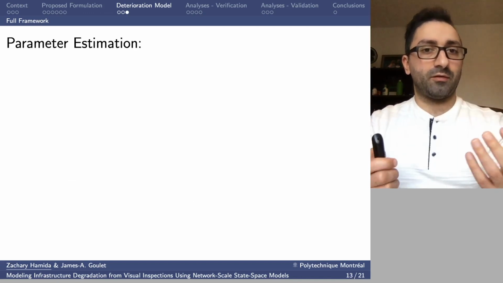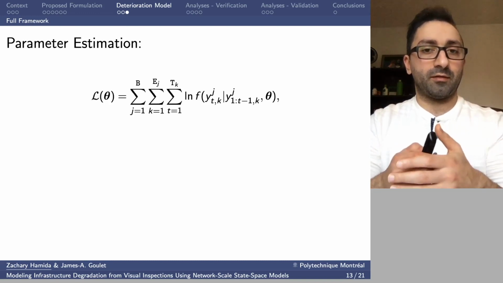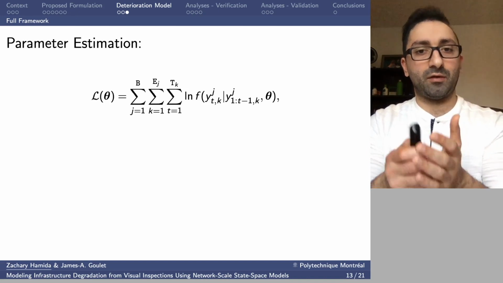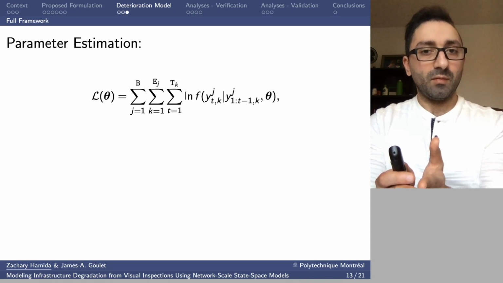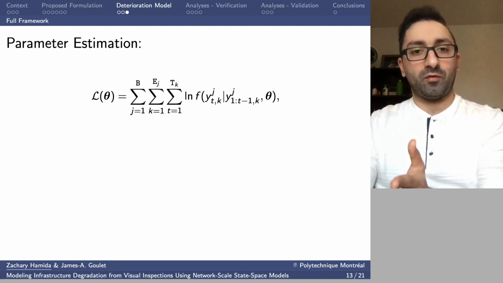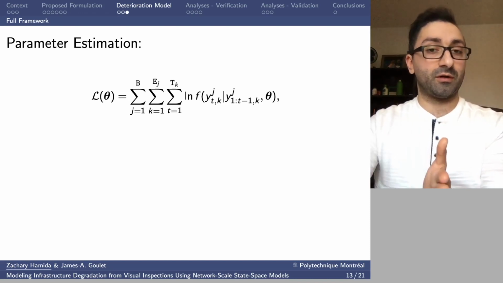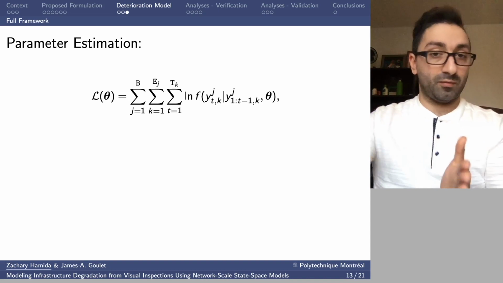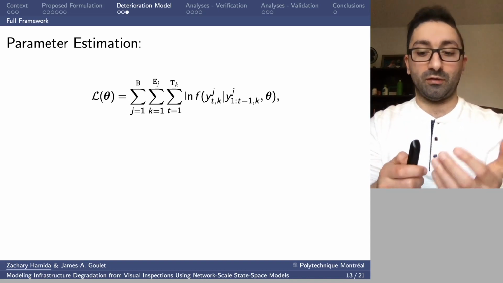Now the parameter estimation, how is it done? It's done through the MLE, or maximum likelihood. So we have the log likelihood as estimated for all the observations in the time series for all structural elements in the bridge, for all bridges. So this is what the log likelihood function formulation looks like.